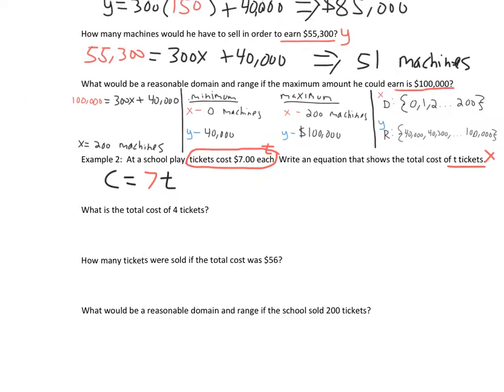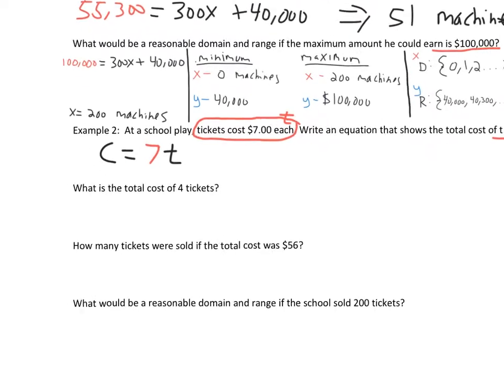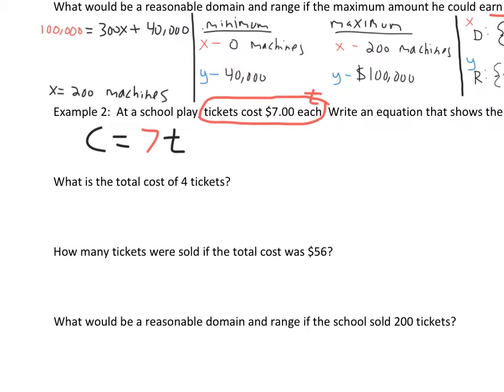All right. So now it says, what is the total cost of 4 tickets? So it's asking what is the total cost. That means we are looking for the C equals, and then it gives us 4 tickets. So we're going to have a 7 instead of times T. We're going to multiply that times 4. And so that should equal $28. 7 times 4 is 28.